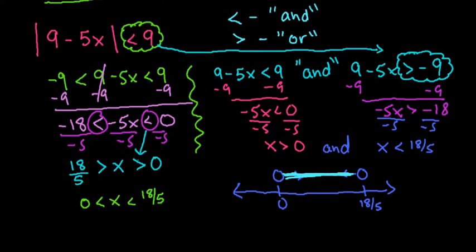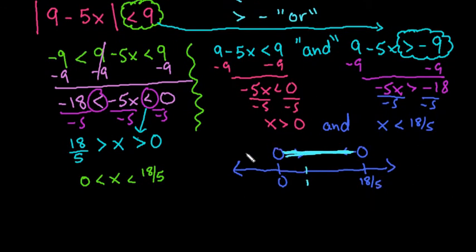If you want to check to make sure that your solution makes sense, you could pick any value that's in between here. Let's say that we picked 1. If I plug in 1, I get 9 minus 5, which is 4, and the absolute value of 4 is less than 9, so that works. If I picked a value on the outside, say -1, to make sure it doesn't work, we would have 9 plus 5, which is 14, and the absolute value of 14 is not less than 9, so we can see that our solution set does make sense in the inequality.